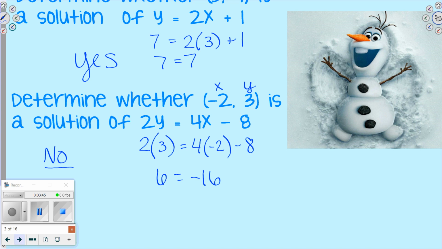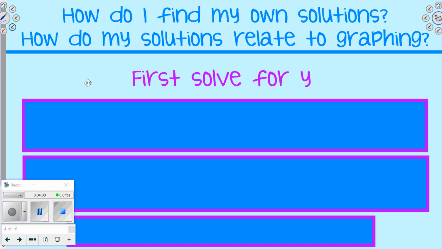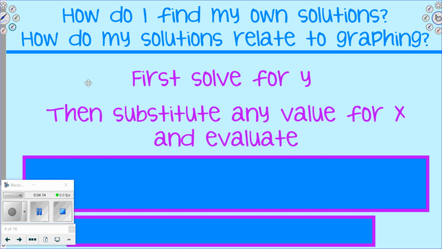Okay. All right, so how do you find your own solutions? I gave you 2 and asked you, but if I'm like, hey, give me 3 answers for this, how would you figure that out? All right, first you want to solve that equation for y. This is why we were practicing in the last chapter solving for literal equations, getting used to rewriting them for different variables. Solving for y is going to make my job a lot easier here. Then I can substitute any value for x and then just evaluate it, see what it equals. Anything I want for x.